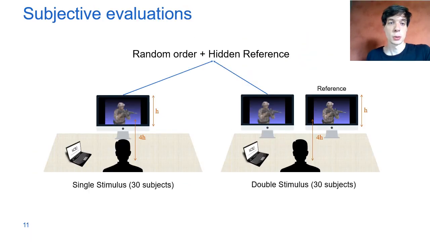The dataset is also subjectively annotated, both in terms of single and double stimulus, and for each of the experiments 30 subjects participated. And the tests are evaluated on a 2-dimensional screen, where the sequences are shown in random order with inclusion of a hidden reference.